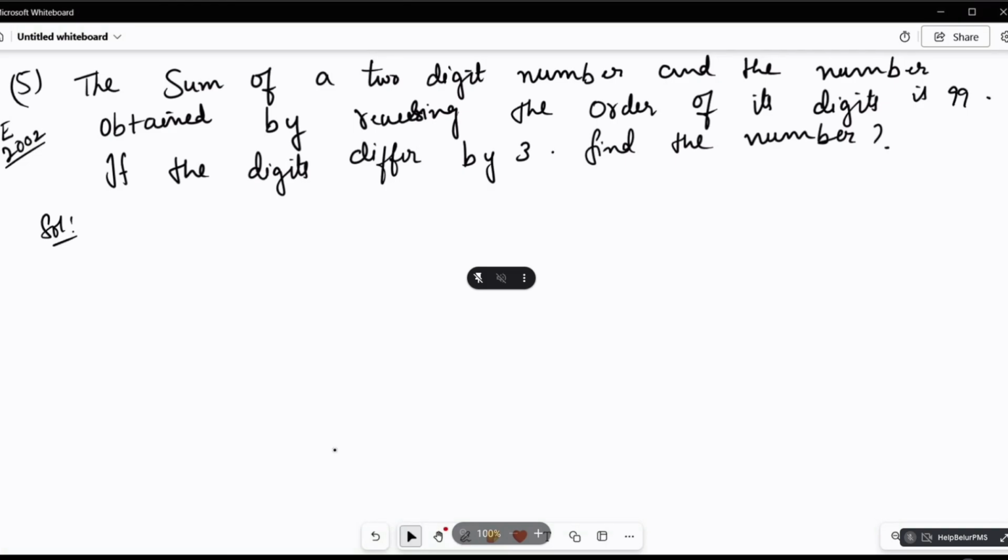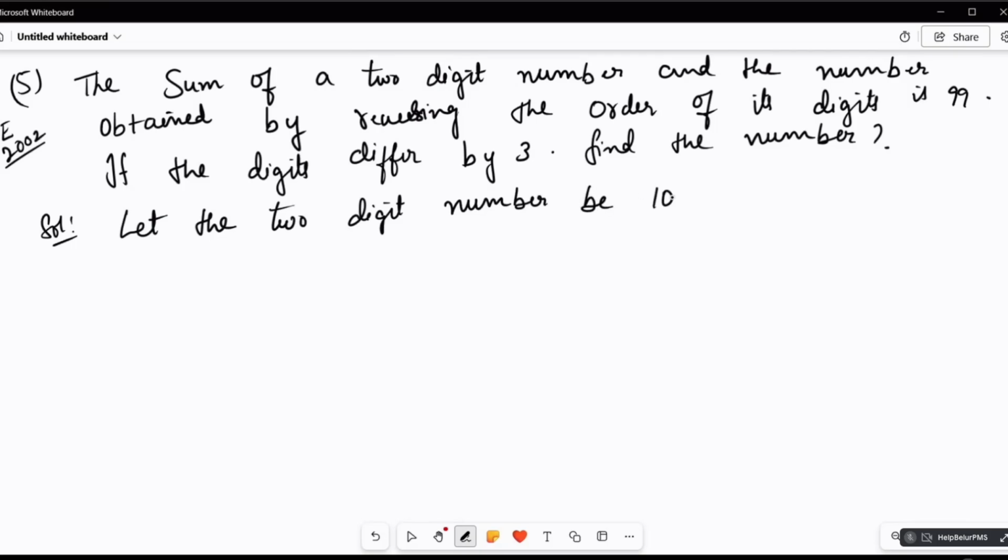The sum of a two-digit number and the number obtained by reversing the order of digits is 99. So let the two-digit number be 10x plus y. Okay. It's a two-digit number, so in the tens place it is x, ones place it is y. So 10x plus y is the two-digit number.